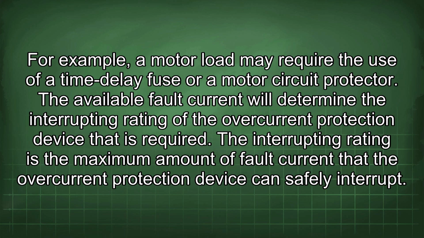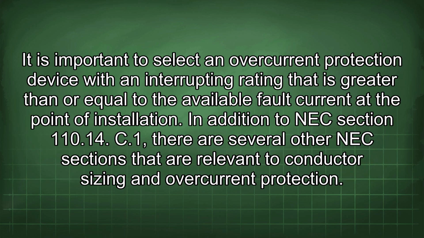The available fault current will determine the interrupting rating of the overcurrent protection device that is required. The interrupting rating is the maximum amount of fault current that the overcurrent protection device can safely interrupt. It is important to select an overcurrent protection device with an interrupting rating that is greater than or equal to the available fault current at the point of installation.